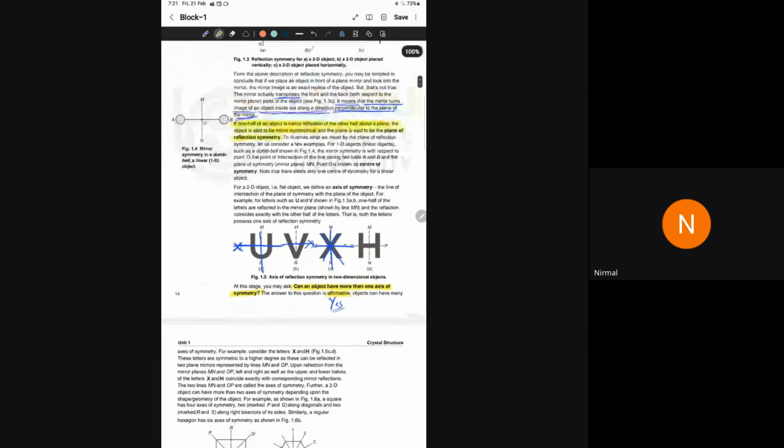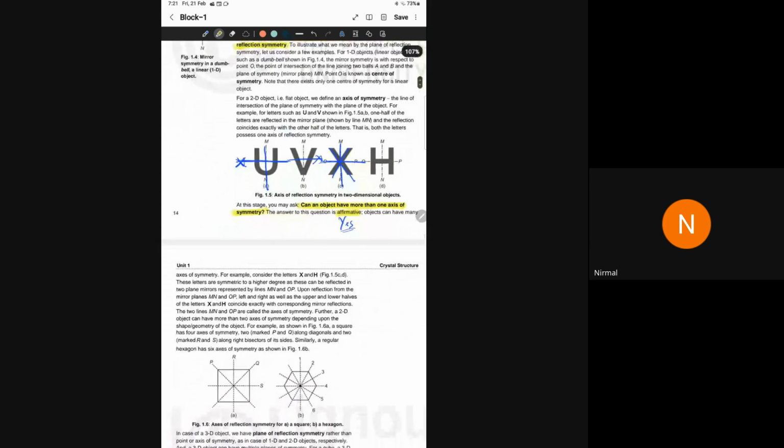Objects can have many axes of symmetry. For example, a square has this one axis of symmetry, this is another axis of symmetry, this is another, and this is another, so it has four axes of symmetry. If you take a hexagon, it has six sides. So it will have three side bisectors that give symmetry, and three angle bisectors. So it will have six axes of symmetry.